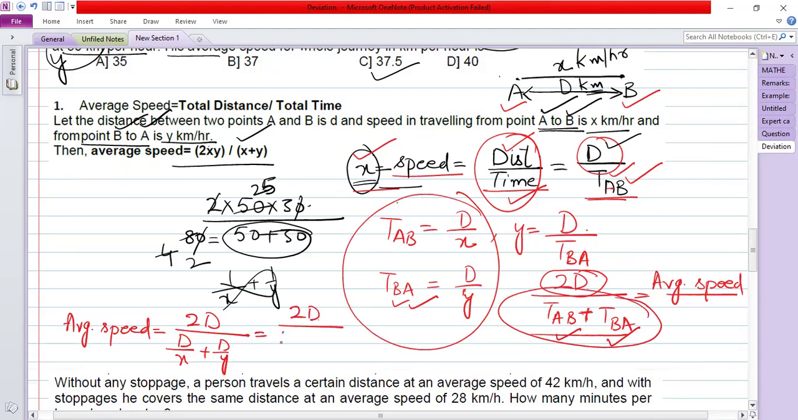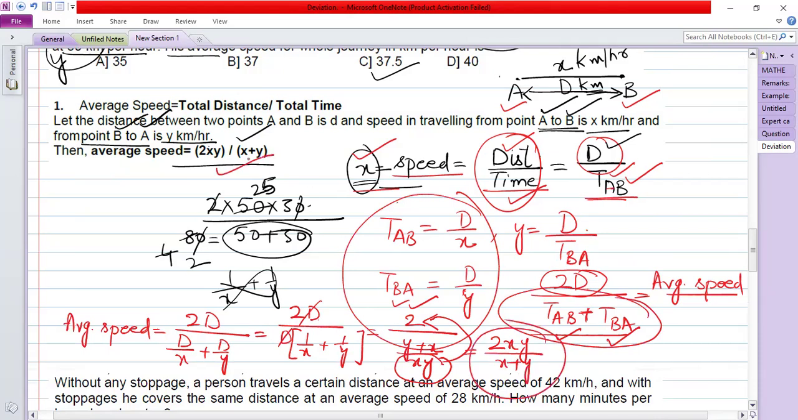Okay. So here actually we can take common D and 1 by X plus 1 by Y. So this D will cancel out. So even here it is 2. So here XY will be the LCM. Here it will be Y, here it will be X. And this XY can go in the numerator. So it will be 2 times XY upon X plus Y. Okay, so this is the derivation of this formula.